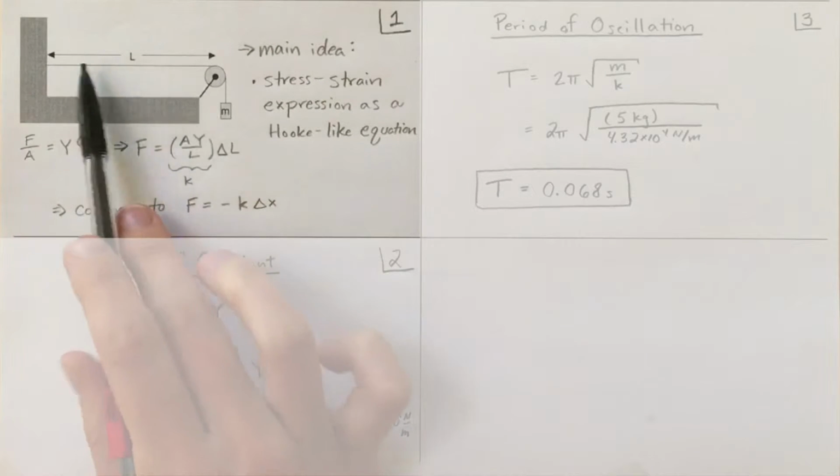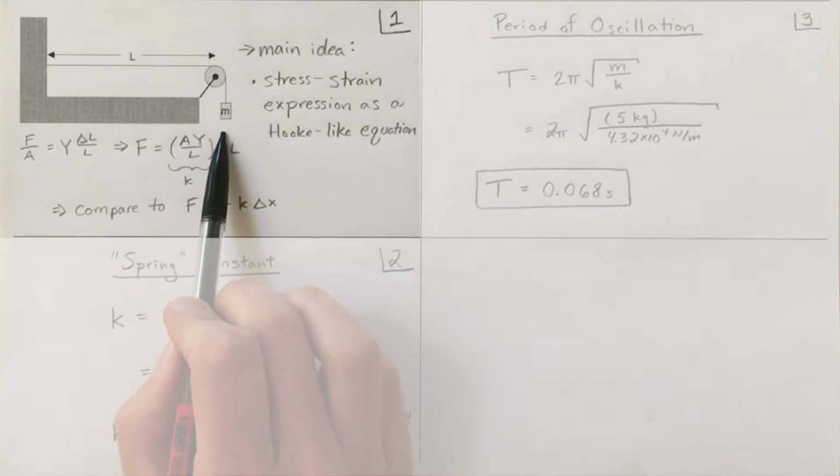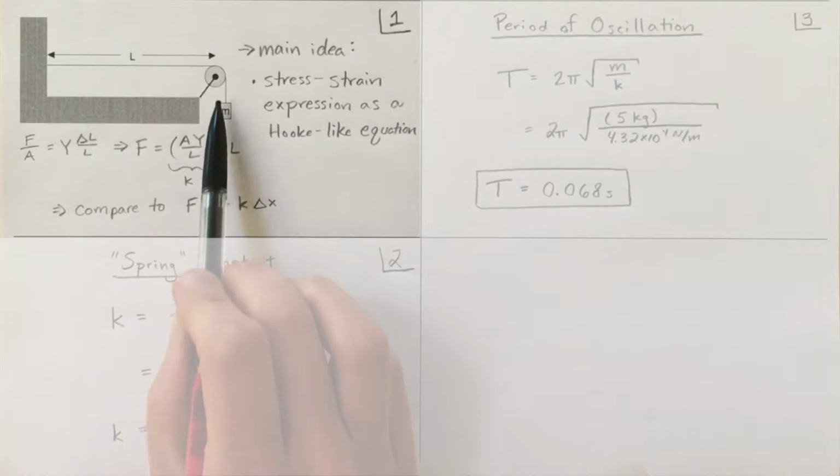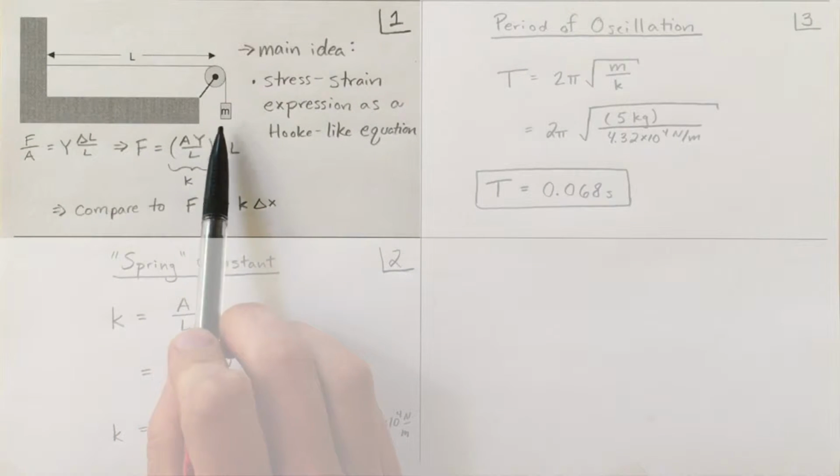If a mass hanging from a copper wire, as shown here, is displaced a little bit from its equilibrium position, it would oscillate up and down by a tiny amount because the wire would act like a spring. We're asked in this problem to find the period of that oscillation.